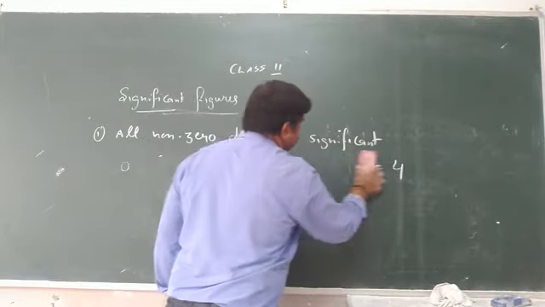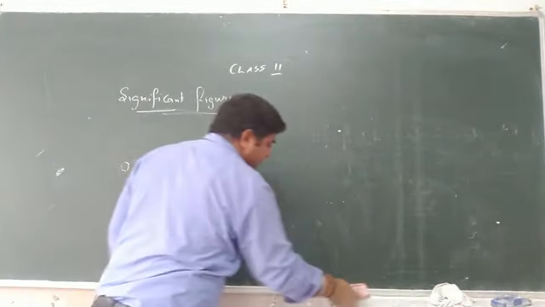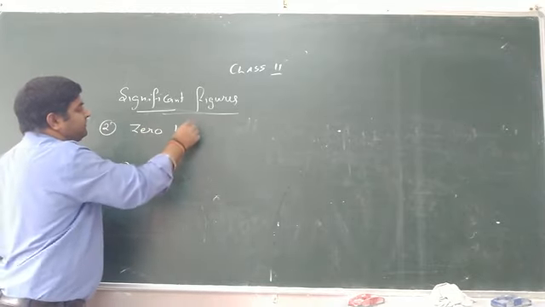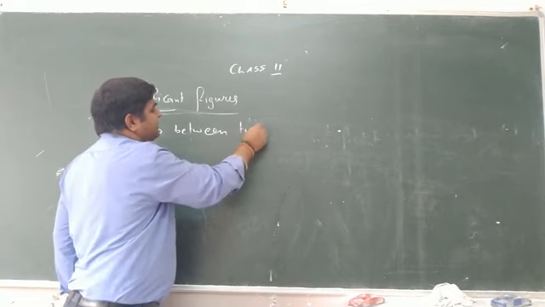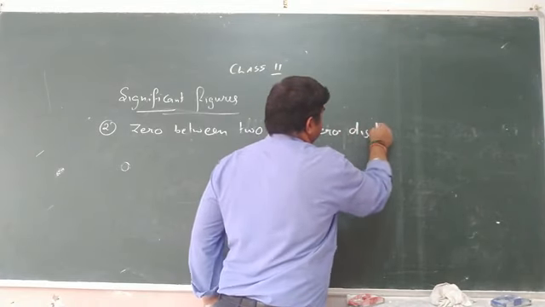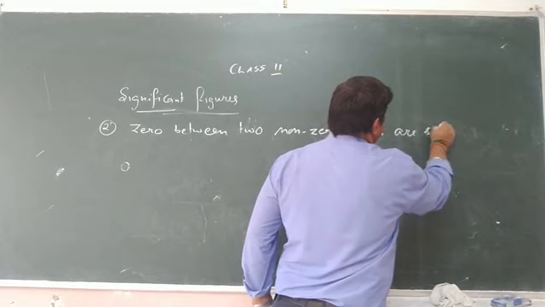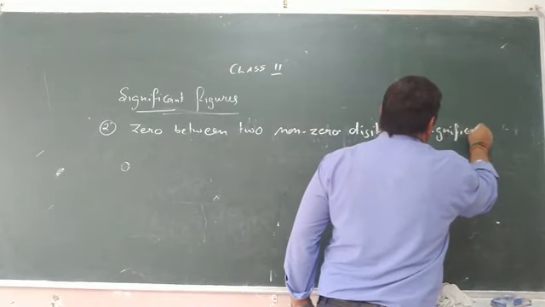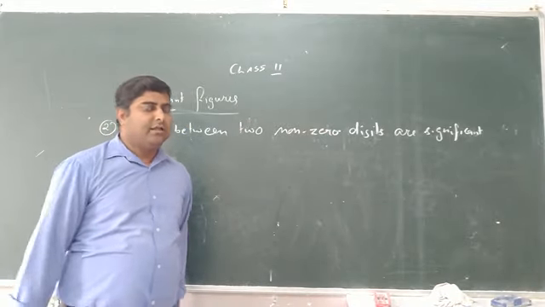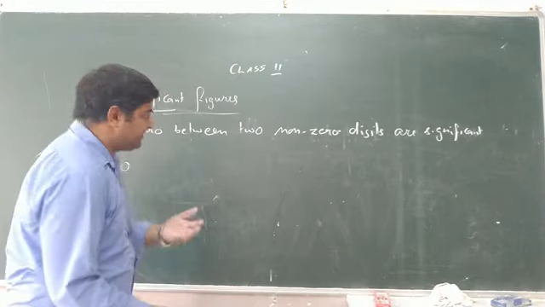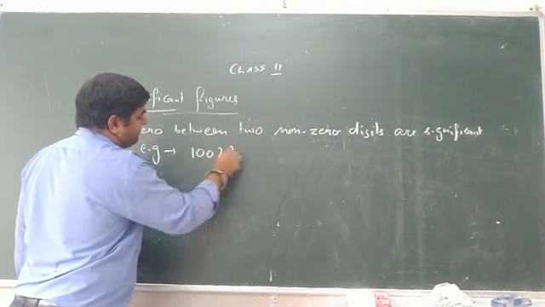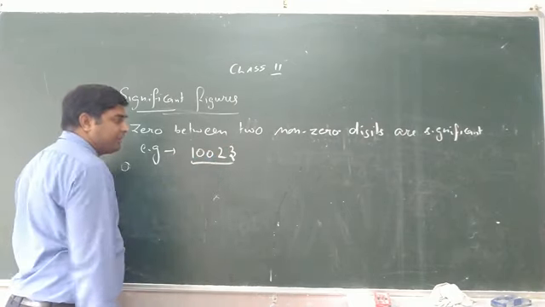Now we move towards the second rule, which simply says: 0 between two non-zero digits are significant. It means if we take 0 between two non-zero digits, then that 0 is also significant. For example, 1, 0, 0, 2, 3. It has 5 significant figures.